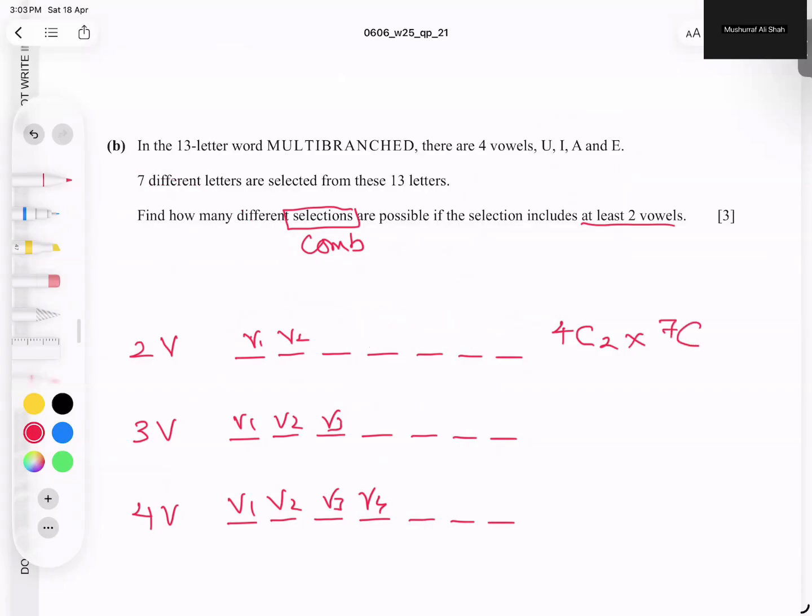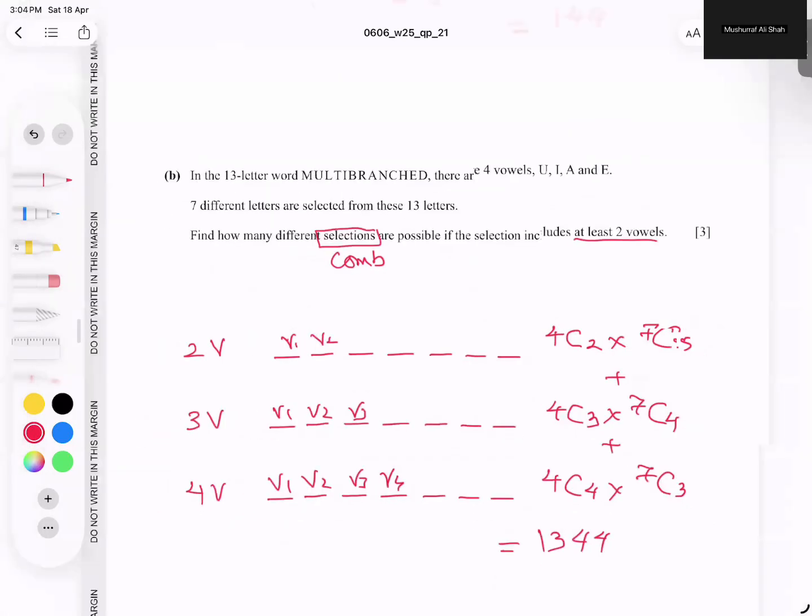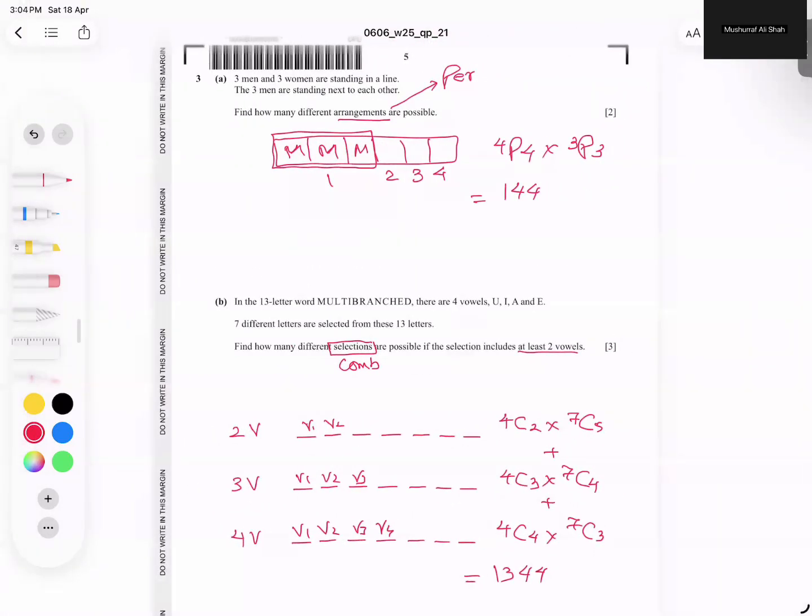So 7C5. Now what about this situation? From 4, I have to select 3 vowels. Now 3 is done. Now 4 places are filled from the 7, so 7C4. Now all 4 vowels are selected, so I will write 4C4 times the 3 left from these 7, so 7C3. And when I add them all together with plus signs, the answer comes to 1344. I believe the point is very clear and we have done this completely.